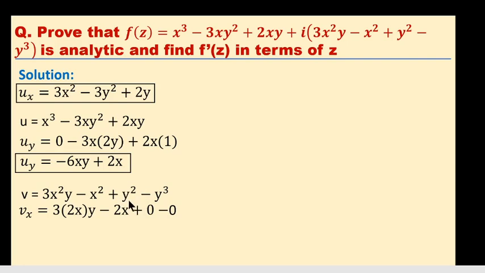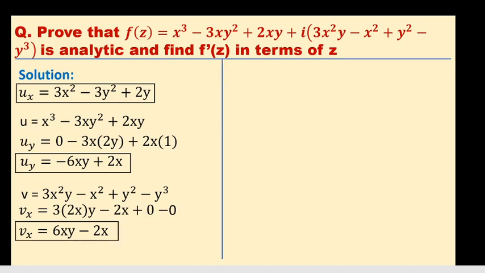So this entire thing is a constant, derivative of this would be 0, minus. Here also there is no x term involved, so this is a constant, derivative of this would be 0. This on further simplifying gives us, this on multiplication gives us 3 2s are 6 x into y minus 2x. So this is derivative of v with respect to x.